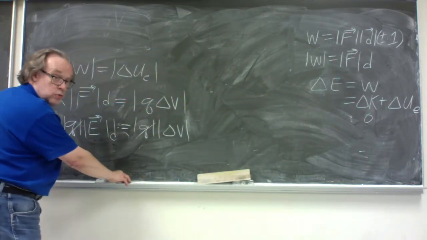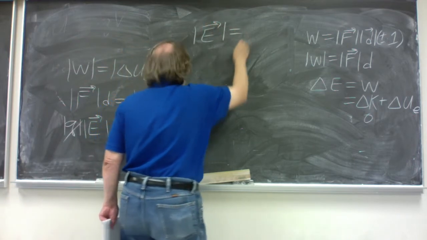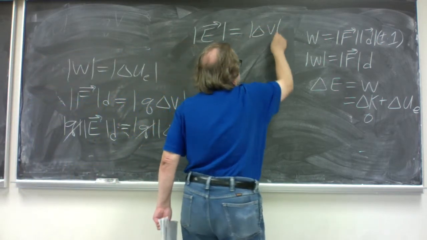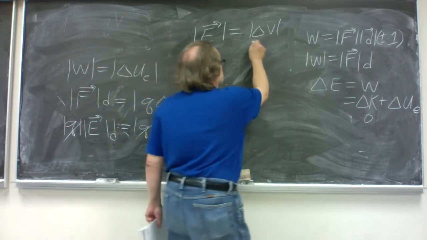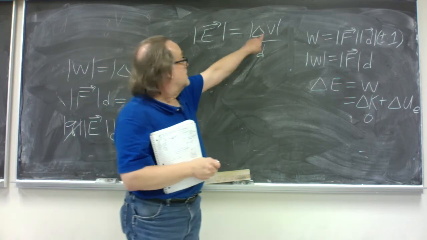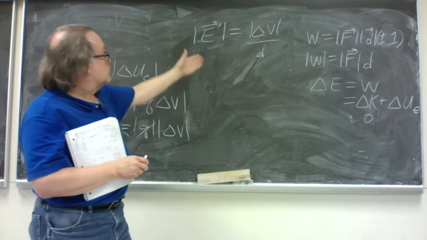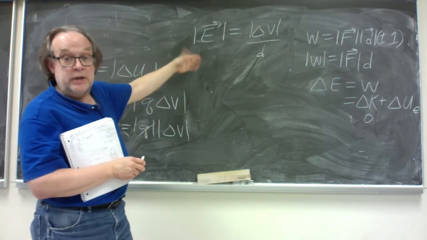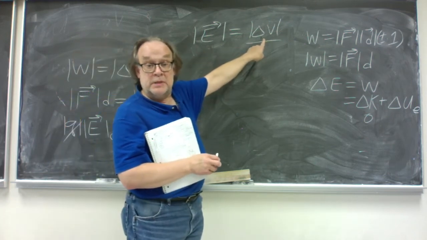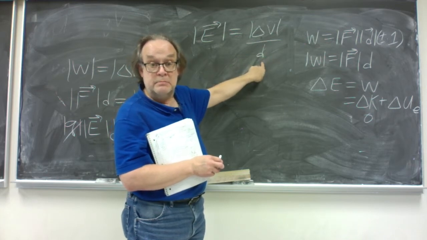Divide this side by d, and all we've got left is the magnitude of the field. And divide this by d, and we've got the magnitude or size of the potential difference divided by the distance between the two points that have that potential difference. So there is a relationship between electric field strength and the amount of potential difference that you have between any two points d meters apart.